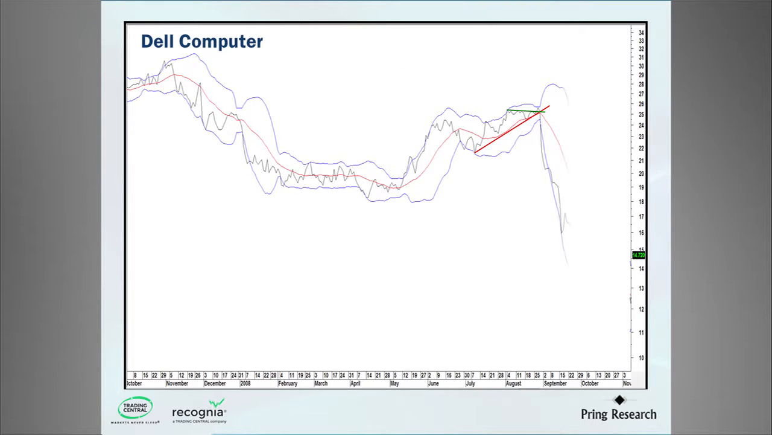The band certainly did expand, but for a downside move. You can appreciate how lots of money can be lost extremely quickly if you don't place a stop ahead of time.